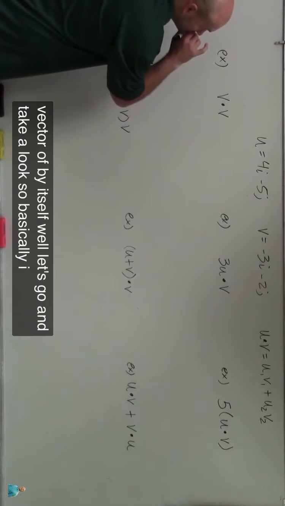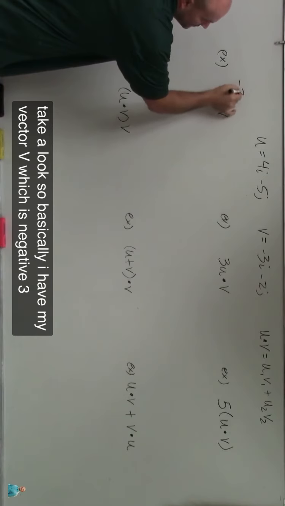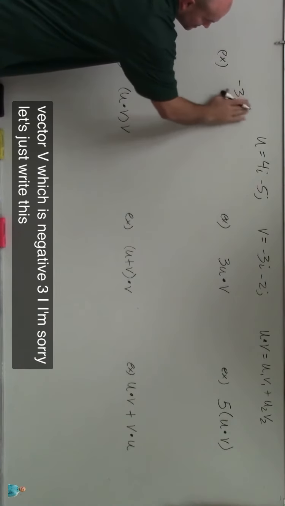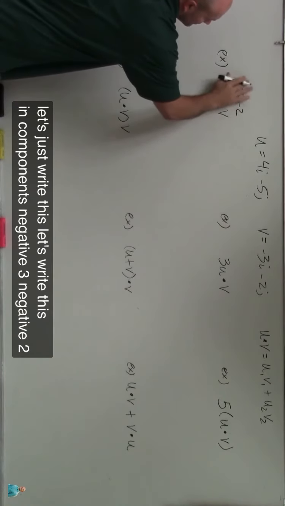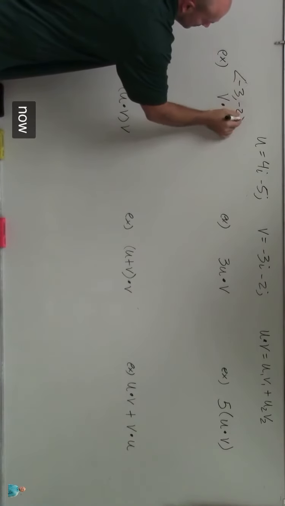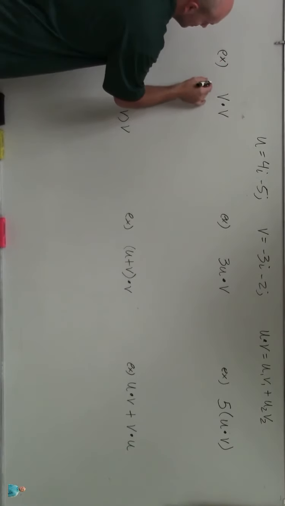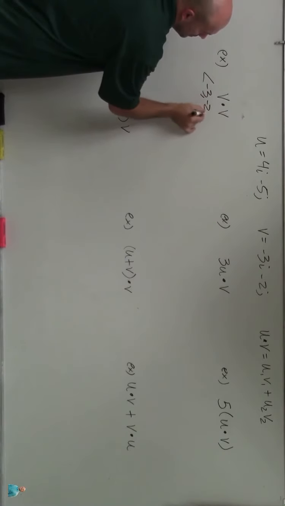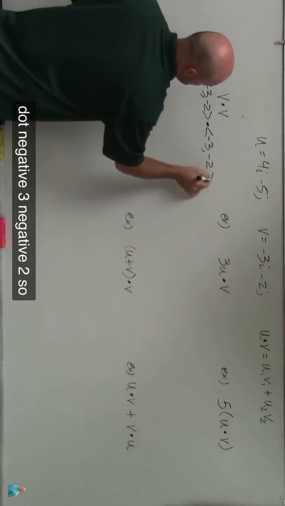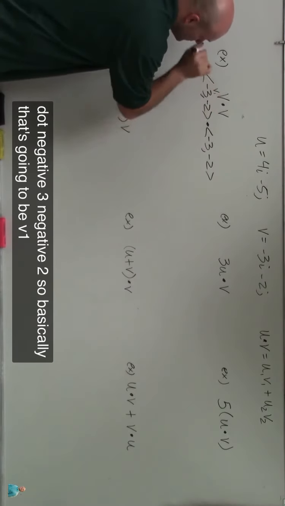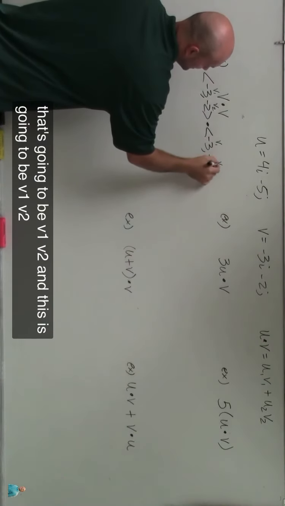So basically, I have my vector v, which is negative 3i. Oops, sorry. Let's write this in components: negative 3, negative 2. Now let's write below, dot negative 3, negative 2. So basically, that's going to be v1, v2, and this is going to be v1, v2 again.